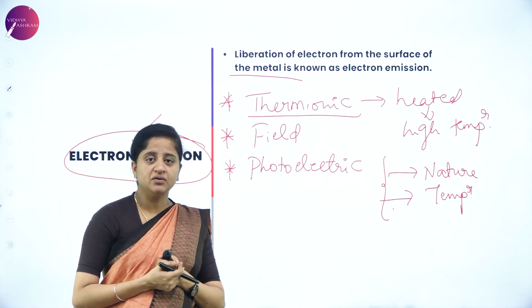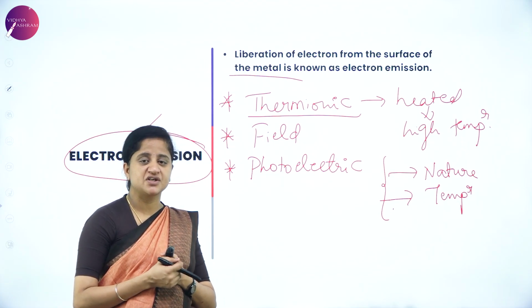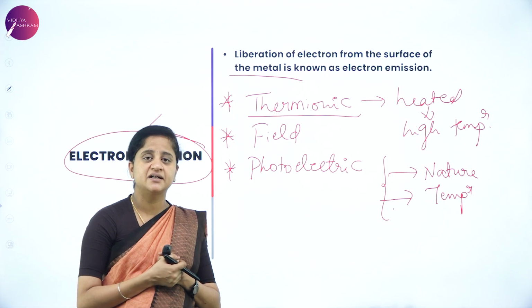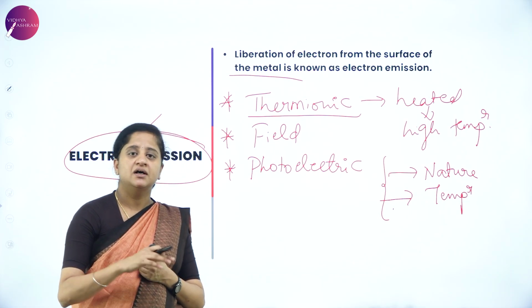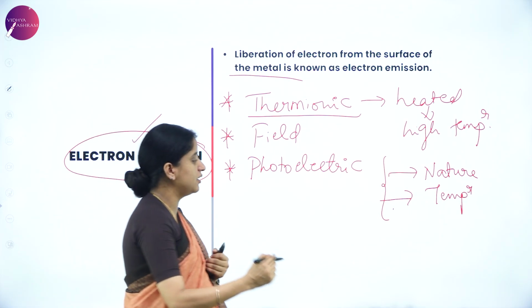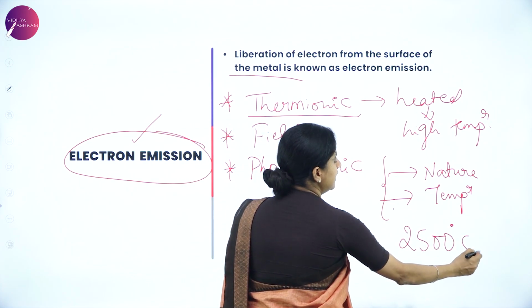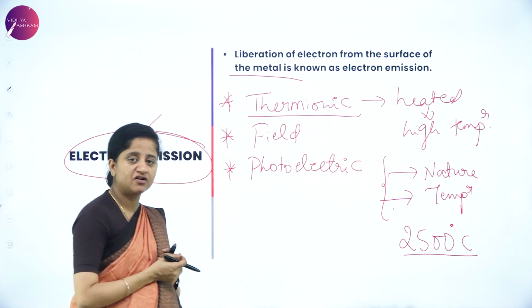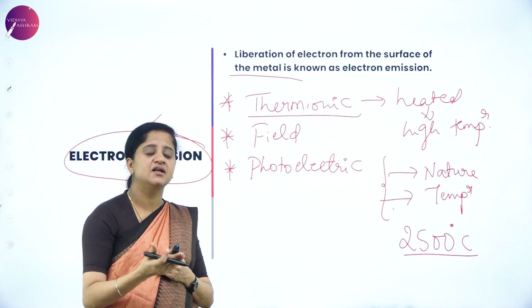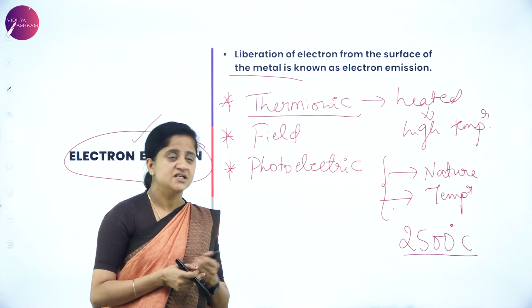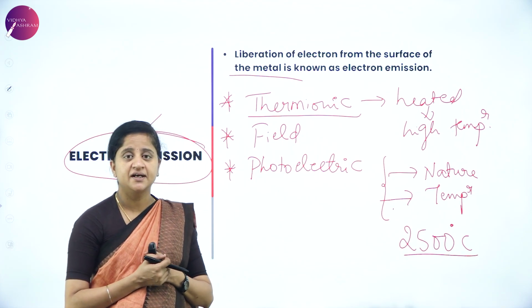So you may get a doubt about what is the approximate temperature or range that the metal should be heated to liberate the electrons. That is about 2500 degrees Celsius. So this is the ideal temperature where the electrons can gain energy and they can liberate from the metal surface. So this is about the thermionic emission.